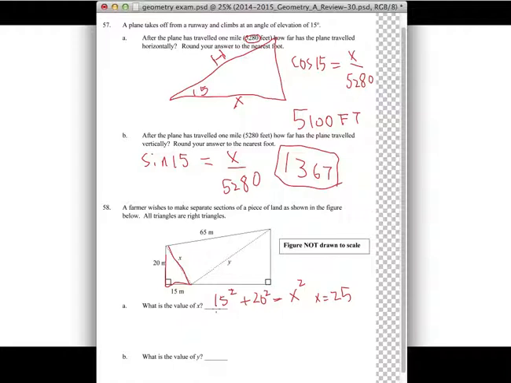Okay, because this is 225 plus 400. It's going to be 625. Okay, then you square root 625. Okay, it's going to be 25.